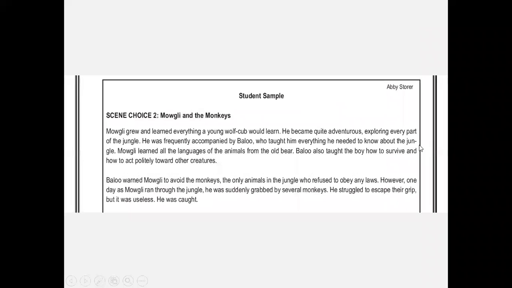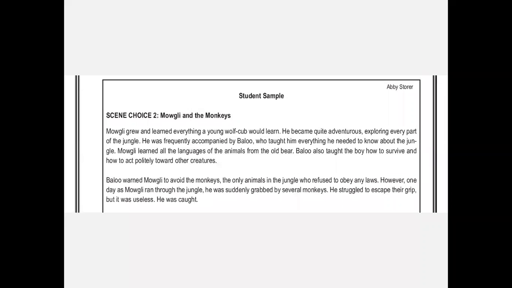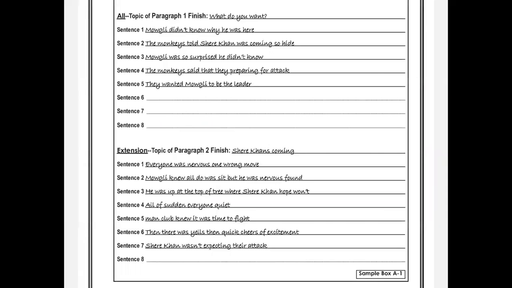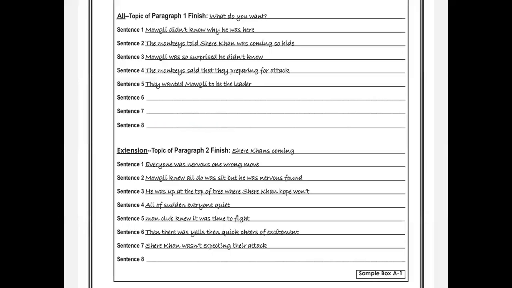All right, then I take them to Abby's finish here, which is scene 2, Mowgli and the monkeys. It's kind of weird on my screen because it's not the whole page since it's landscape. So scene 2, Mowgli and the monkeys, 2 paragraphs there. What's happening right there? They read through that and then they outline.